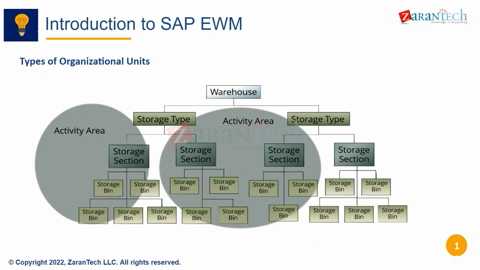When you spoke about storage sections, for example, one storage section can be for fast moving goods and another for slow moving goods. Can we have materials in both fast and slow? For example, one material is fast moving, and after a couple of months we decide it is not fast moving anymore. In that case, can we move it to slow moving?